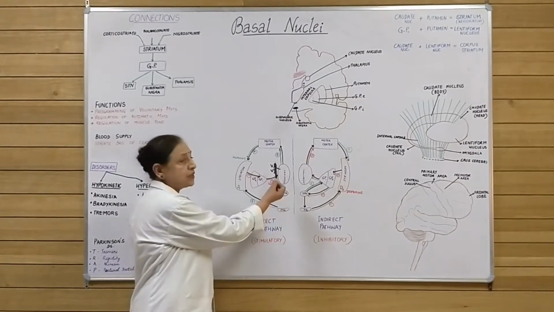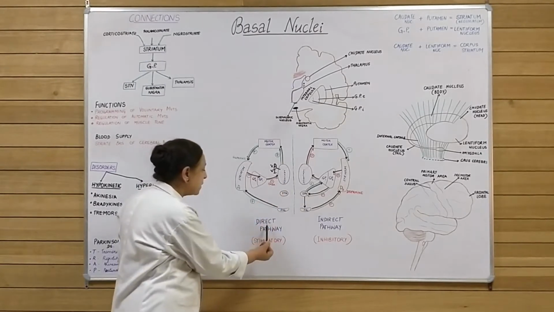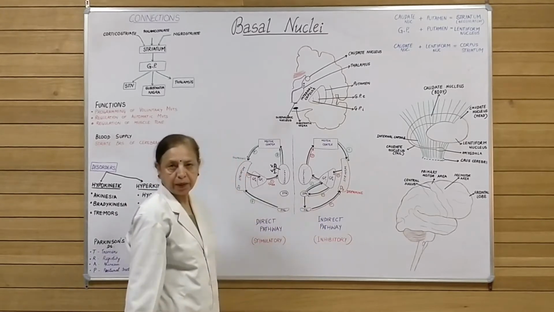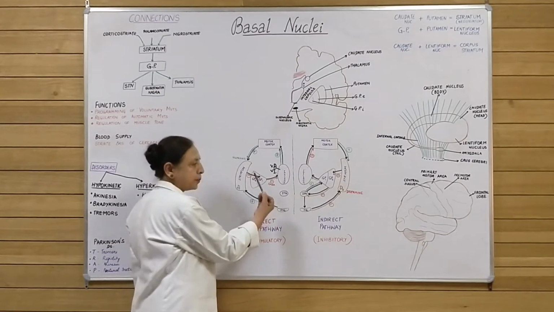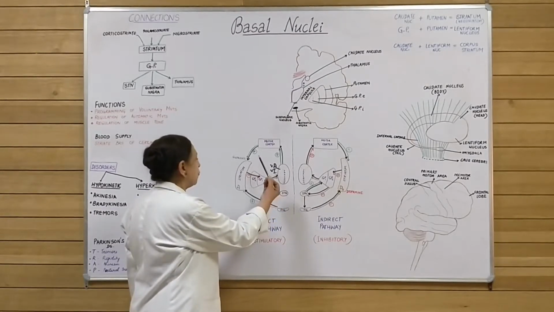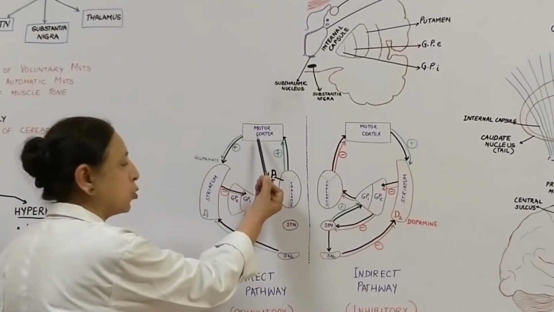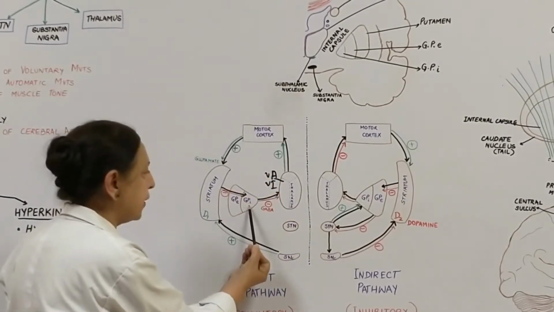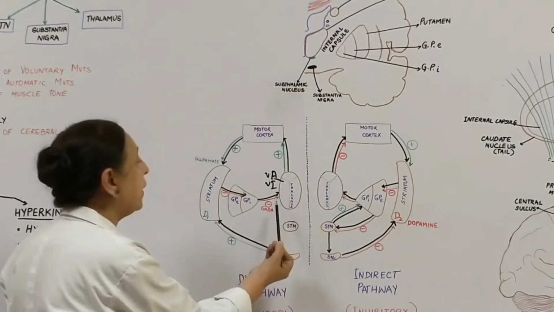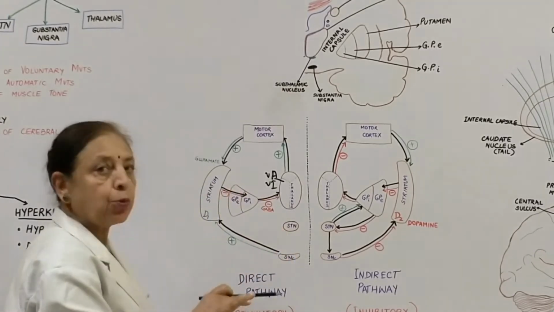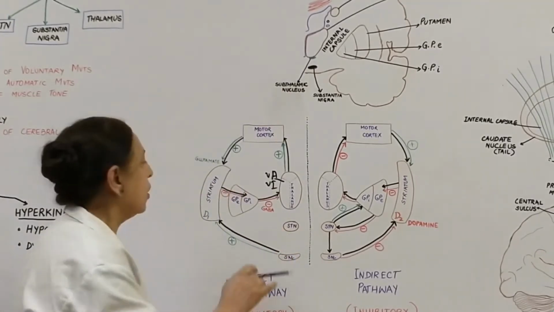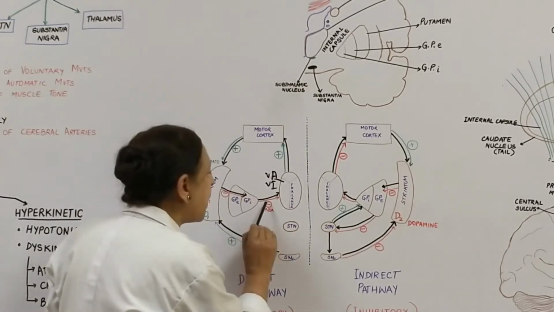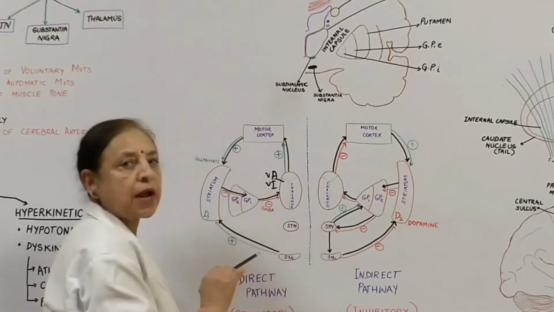Let's now talk about the circuitry. Now this is what is known as the direct pathway, and there is another pathway which is the indirect pathway. Let us talk about the direct pathway first. For this, all we need is the motor cortex, the striatum, the globus pallidus internum and the thalamus. Now normally when there is no motor activity, the globus pallidus internum is firing away to keep the thalamus under check.